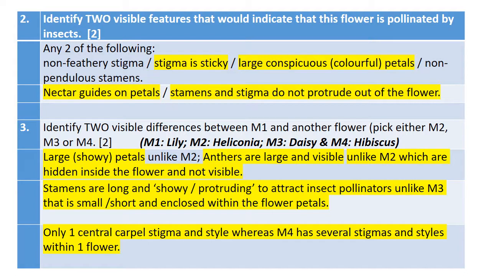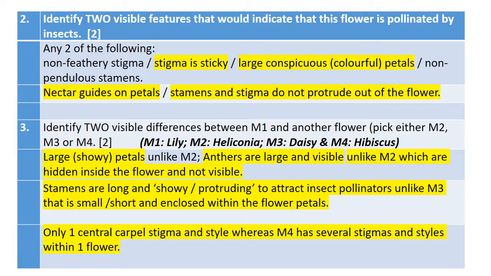Next, identify 2 visible features that would indicate that this flower is pollinated by insects. In other words, how do you know that this flower is insect pollinated? You can give any 2 of the features given here. You can talk about the sticky stigma. Secondly, you can talk about the size: the flower is large, with conspicuous, colorful petals.